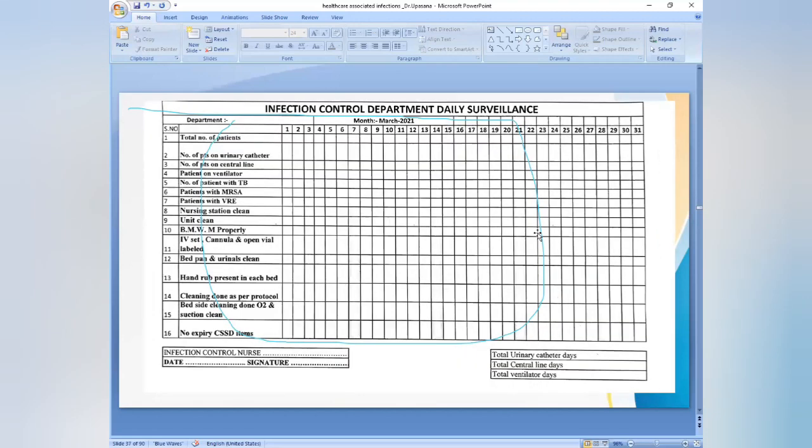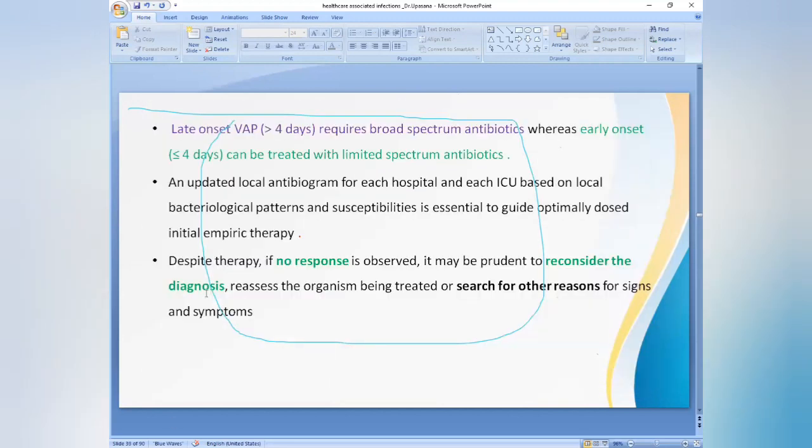Again, the infection control department does daily surveillance. Now we talk about the ventilator for the whole days, how many patients were there, and whether the cleaning practices were adhered to or not. So what is the treatment? For late onset VAP, we have a limited spectrum of antibiotics. Nowadays with MDR Klebsiella, we have the ceftazidime-avibactam combination. Nowadays we have developed resistance to that also.